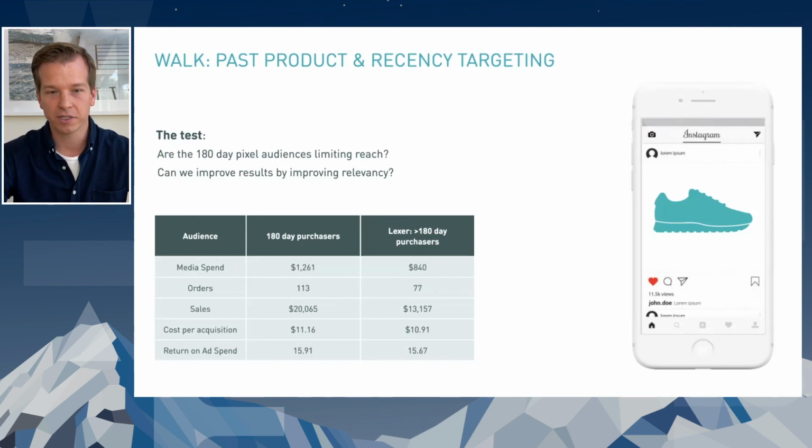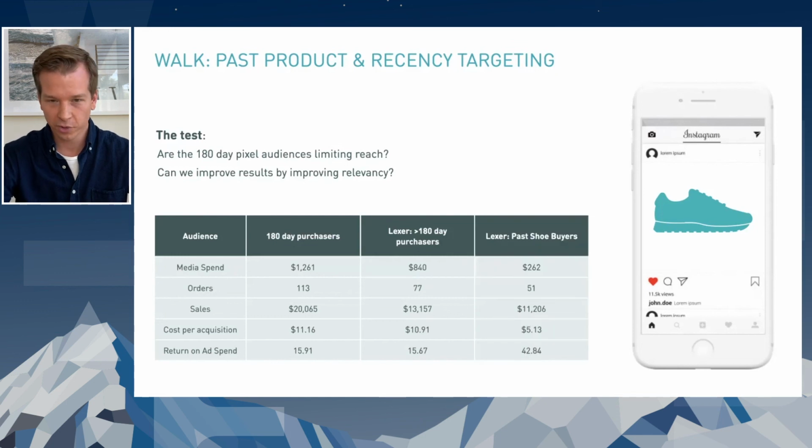But the other thing that we wanted to test was, we were currently targeting all customers with footwear, and this brand sells multiple categories beyond footwear. So one of the things that we wanted to know was, if we improved the relevancy of the audience by including past purchases of footwear, would that improve the ad's performance? And so we created an audience of past shoe buyers, and albeit a very small audience, we were only able to spend $262 worth of media. But from that $262 of media, we drove 51 orders for a return on ad spend of 42 times. This is a great example of testing some of these hypotheses: is the pixel limiting our reach? Is bringing past purchasing data into the audience to improve relevancy going to improve performance? In this case, both answers were yes and yes.